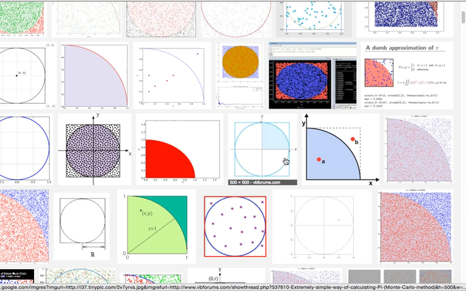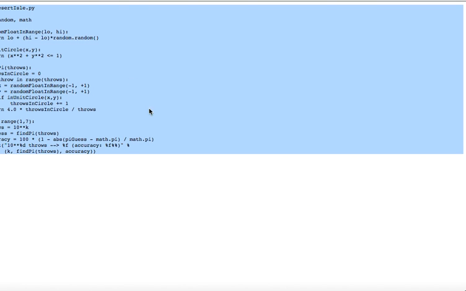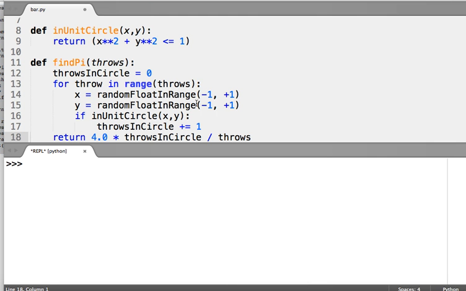You get 4 times as much area of the square and 4 times as much area of the circle. So we still do exactly what we said. We go in here and we find x and y, which are random floats between -1 and +1.